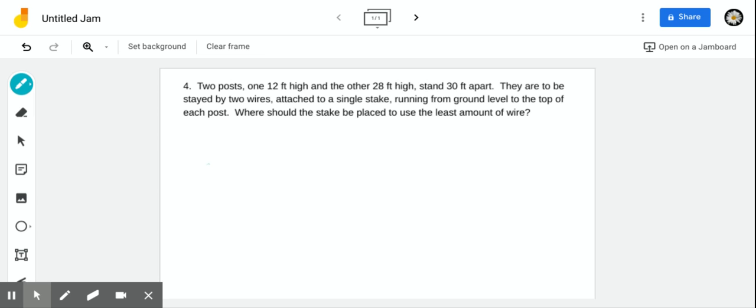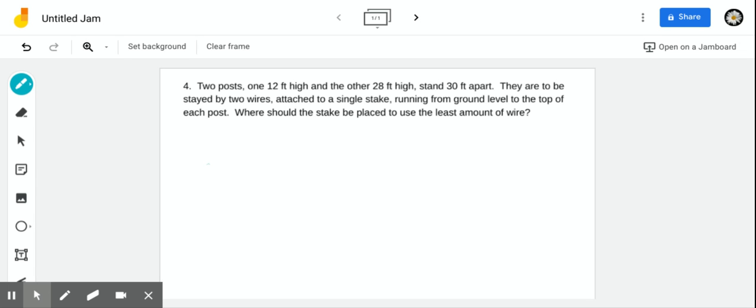All right, we're going to do example 4. It's kind of a beast, so I needed more space to write. So we're going to be having fun with this one. So we have two posts. One is 12 feet high and the other is 28 feet high, and they are 30 feet apart. And they're going to be stayed by two wires attached to a single stake running from ground level to the top of each post. We want to know where should the stake be placed to use the least amount of wire. Let's start drawing this.